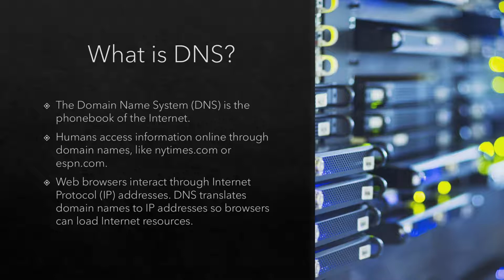So DNS is the naming system of the internet. It is the phone book of the internet. You cannot remember the IP addresses of the websites. So humans access information online through domain names like nytimes.com or espn.com or google.com.